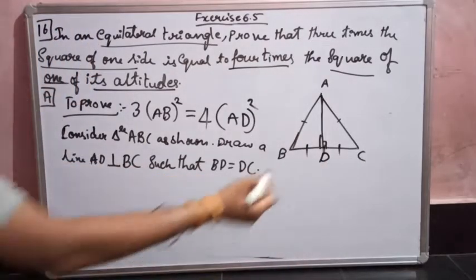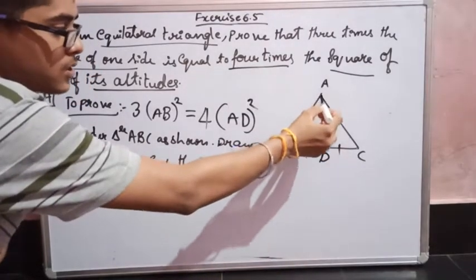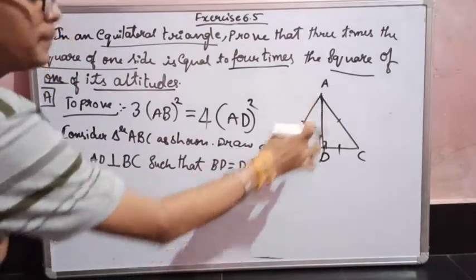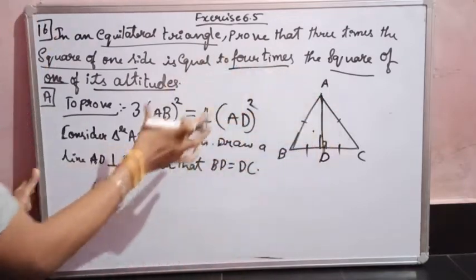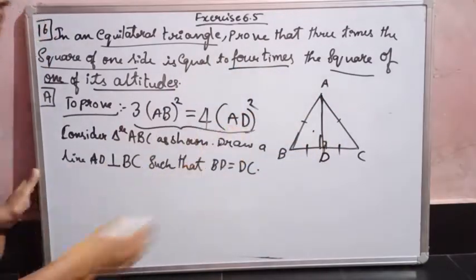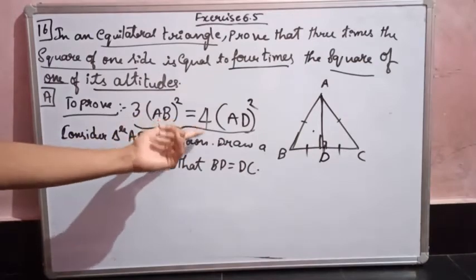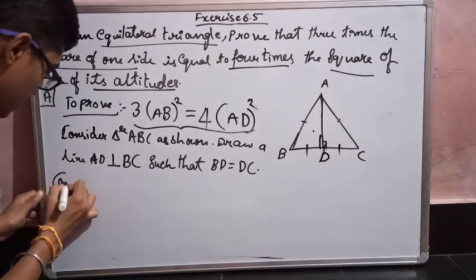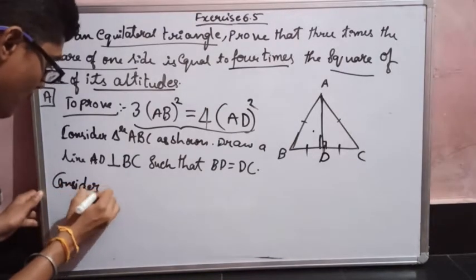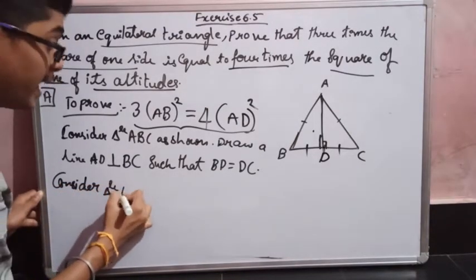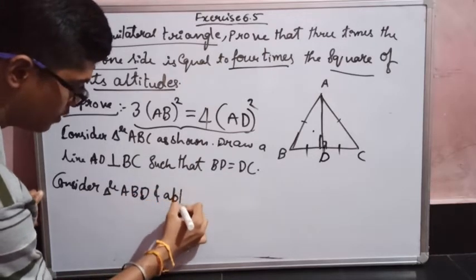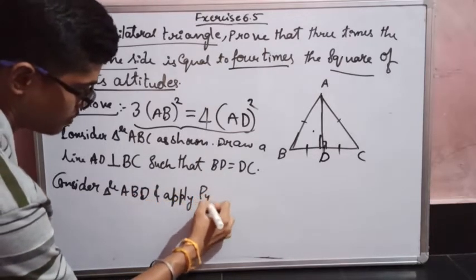Okay, now we can see that this triangle contains 2 right angle triangles, right? Let me consider one of them. I will consider this one because in this right angle triangle I have AB and AD, which are the sides that I need to prove, right? Those are the sides included in the statement to be proved. I will consider triangle ABD and apply Pythagoras theorem.